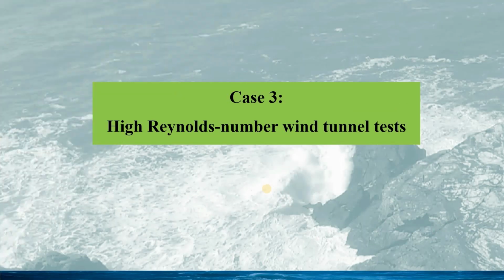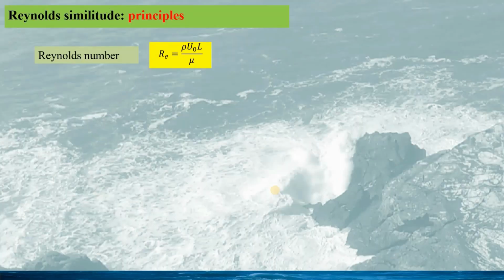The third scenario is the high Reynolds number wind tunnel test, in which we will see how we can achieve the flight Reynolds number, or large Reynolds numbers, in the wind tunnel test. In the scale model test in a wind tunnel, we might need to increase the Reynolds number of the model to a large number, or even equal to the flight Reynolds number.